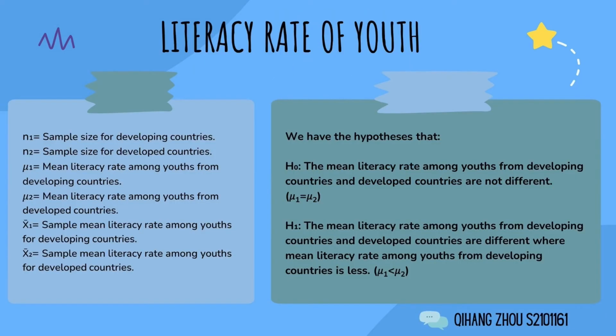Here comes the hypothesis test part. Firstly, the left blank is all the definitions we used in this test, which I will not introduce one by one, and we have two hypotheses on the right. The null hypothesis is that the mean literacy rate among youths from developing countries and developed countries are not different, and the alternative one is that the mean literacy rate among youths from developing countries and developed countries are different. This means literacy rate among youths from developing countries is less.